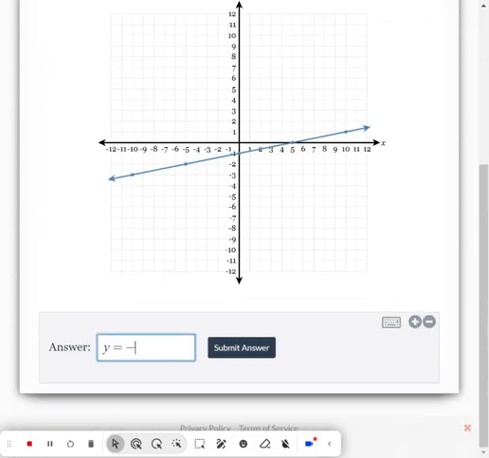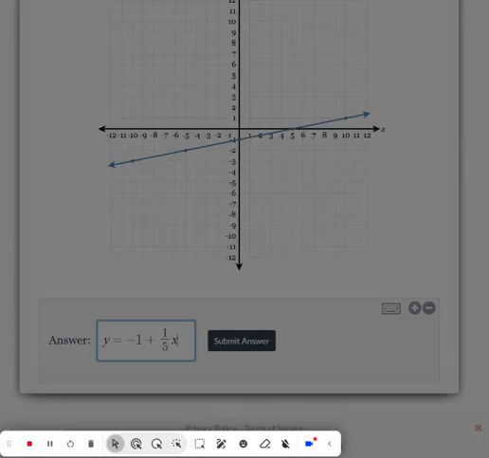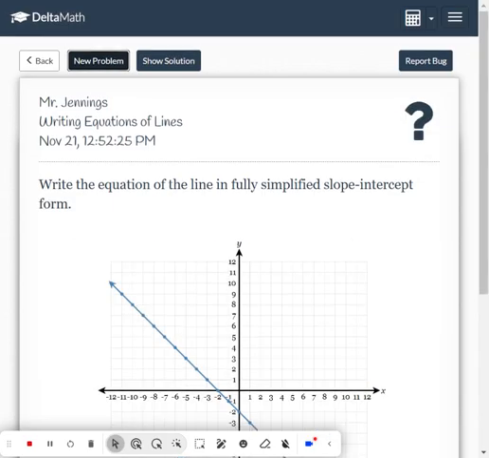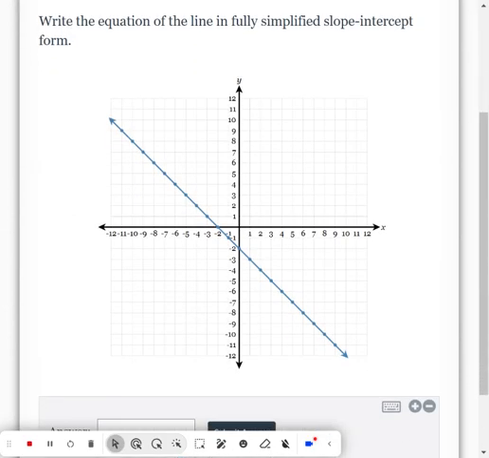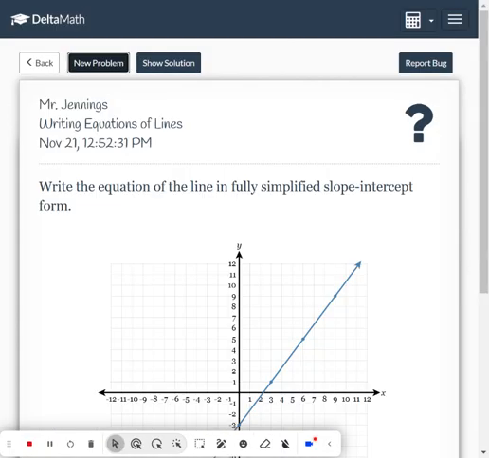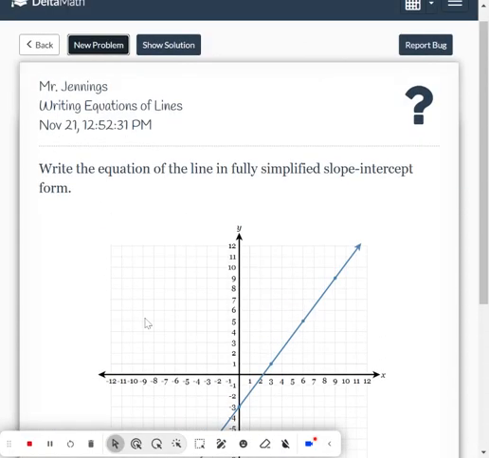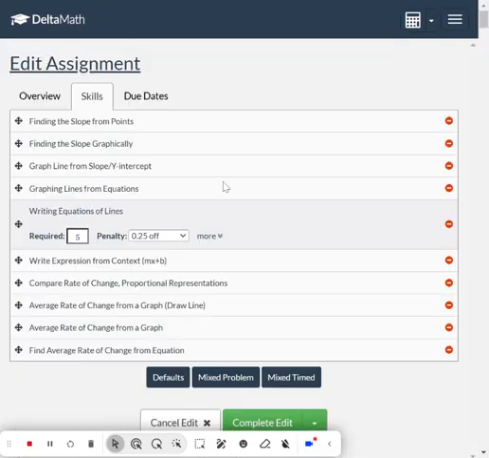Okay, next one. Fine. Y is equal to negative 1 plus 1/5 x. Yay. Okay, how many of these can I do right in a row? Negative 2 minus x equals y. Yay! Okay, keep going. Anyway, that's that one.